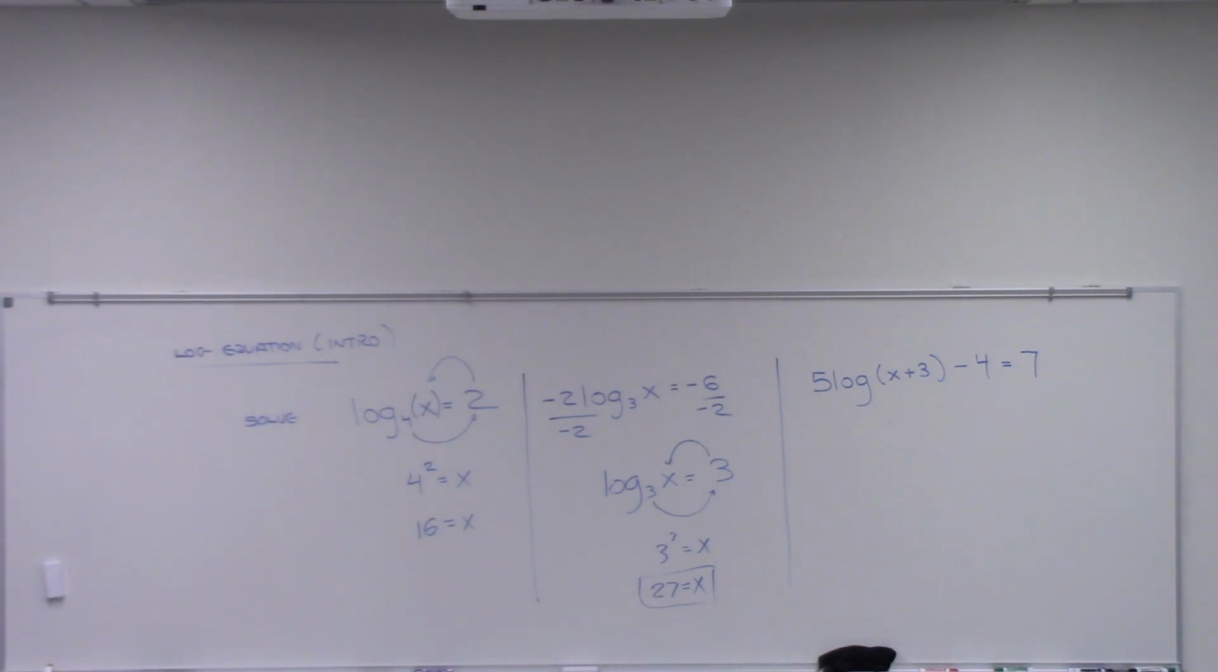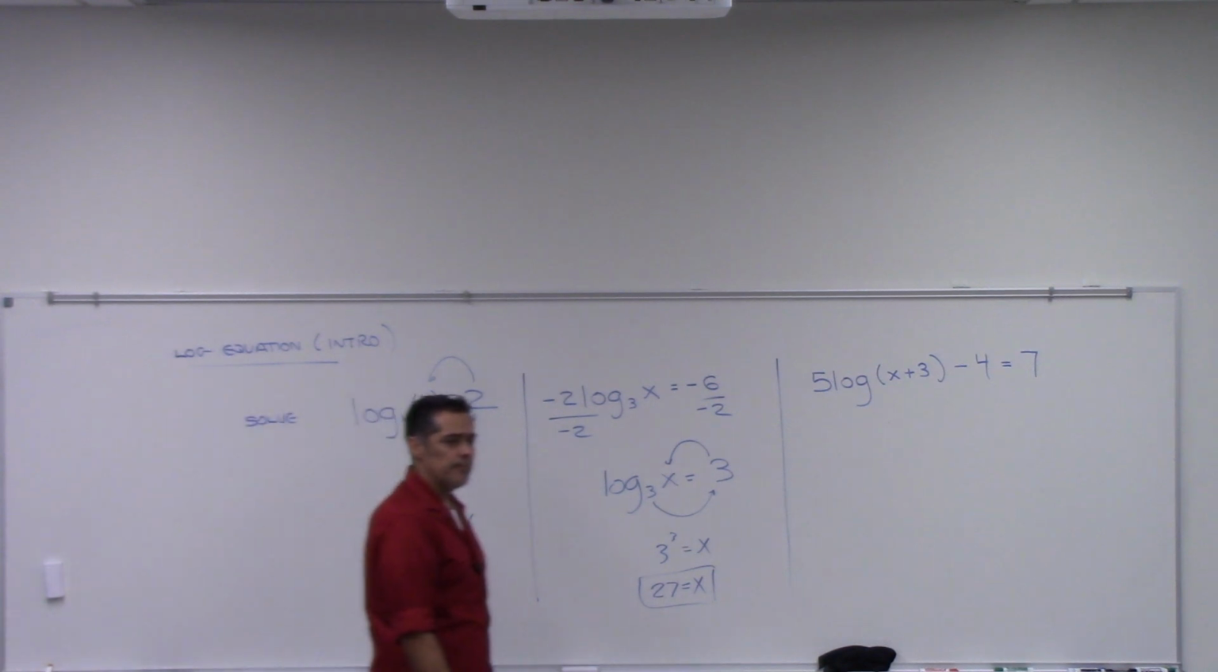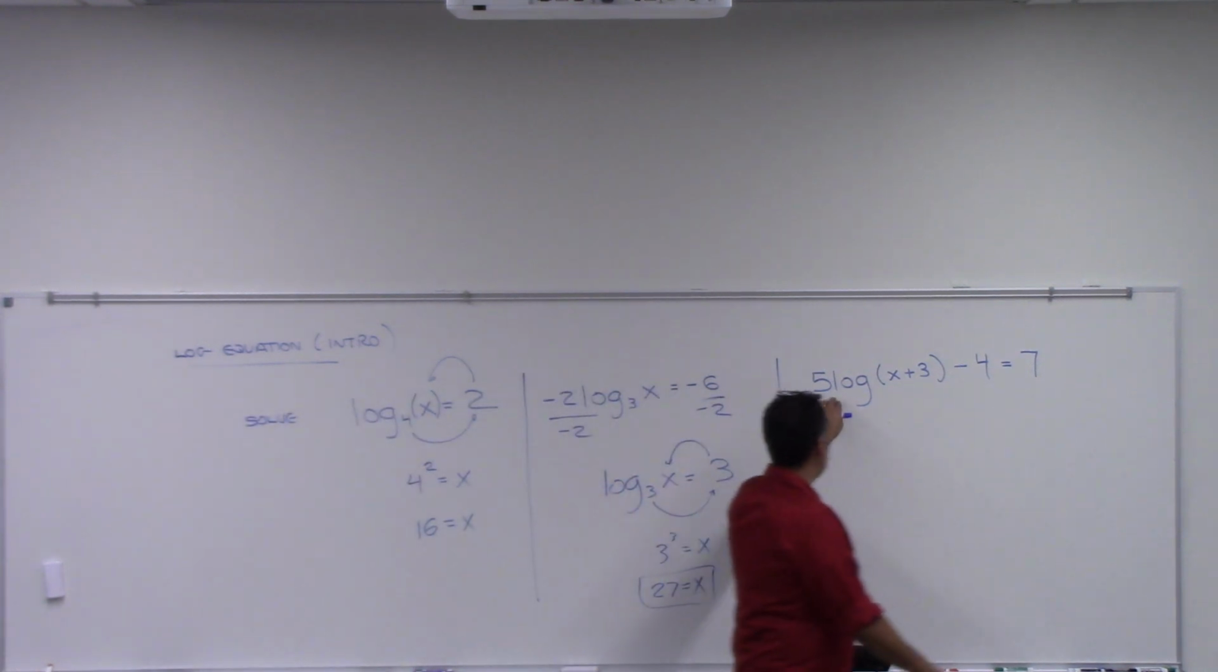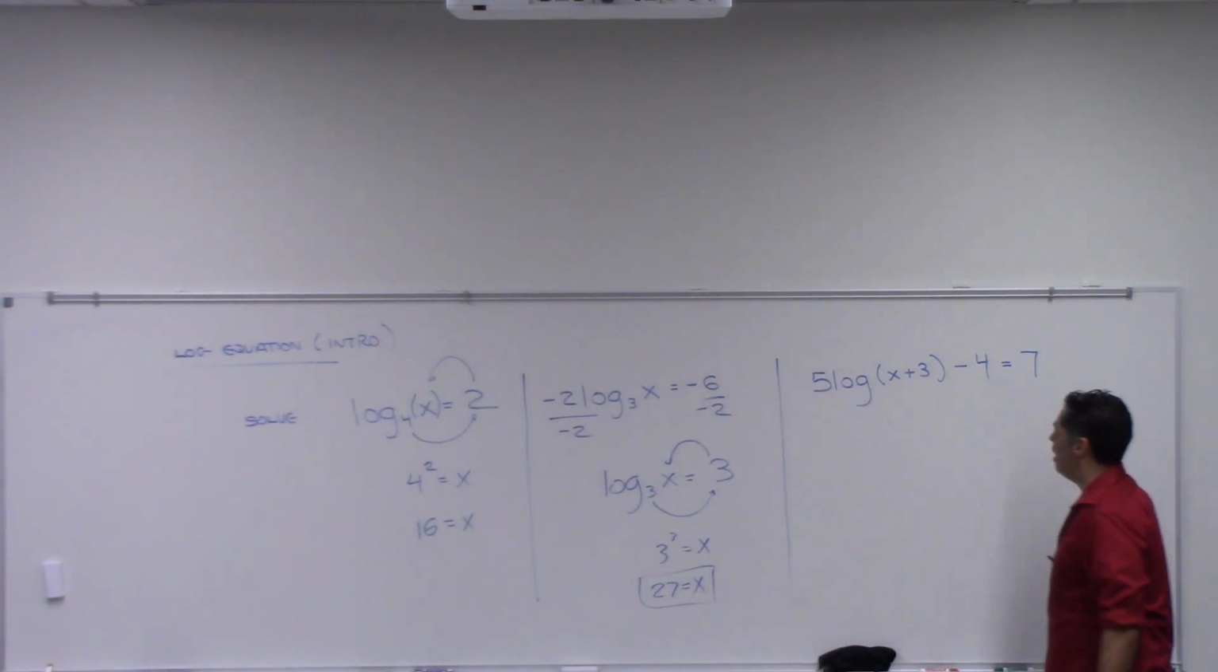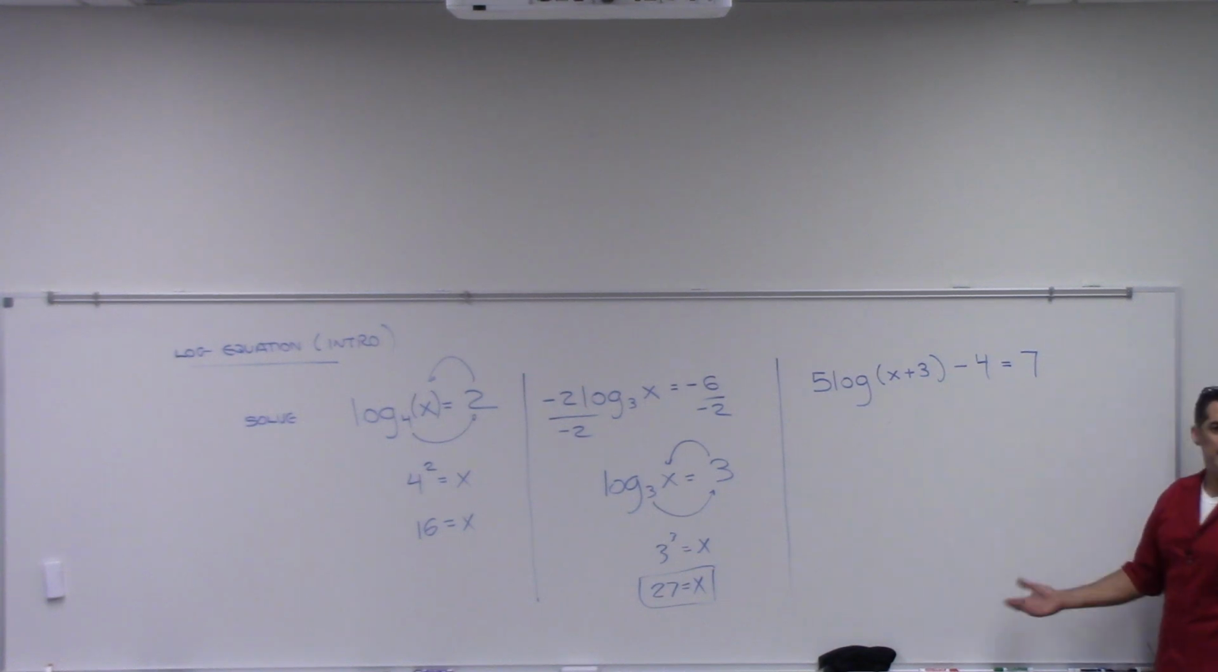See, I'm building complexity to these. I'm adding a little bit more each time. What do you think I'm gonna do first? Divide by 5, or what's the other thing I could maybe do? Add 4. What do you think I should do first? Add 4. Let's add 4.